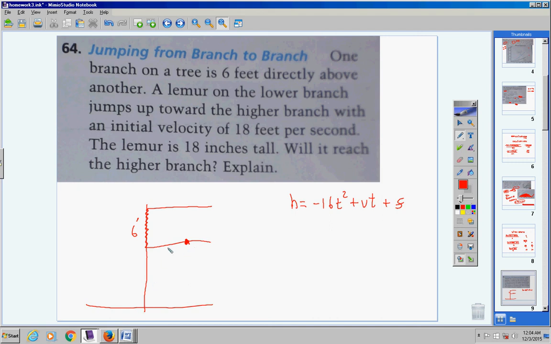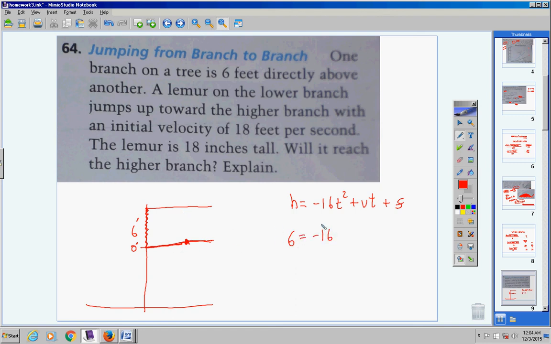Now, they don't tell us how high the branch is off the ground, do they? No, they don't. So we're not going to worry about it. We're going to look at this like it's the ground. So that's your height of 0, and then from here to here, 0 feet, and then from here to here is 6 feet, okay? So h is your ending height. When you're all done, how far do you want the lemur to be up in the air? 6 feet above this branch.